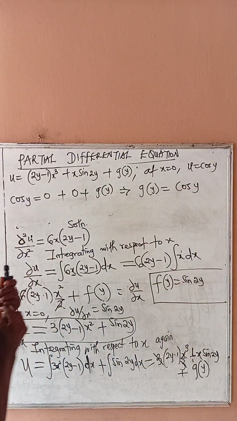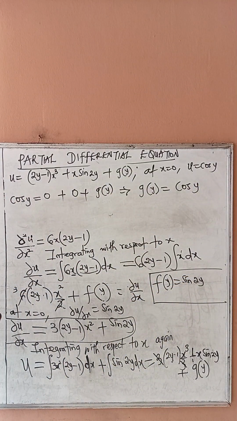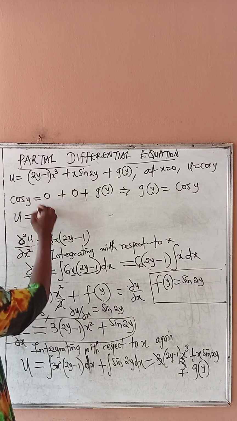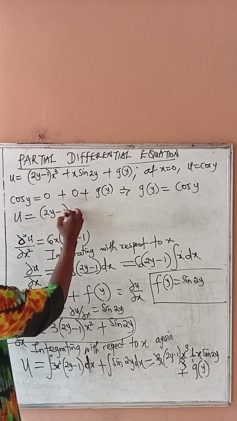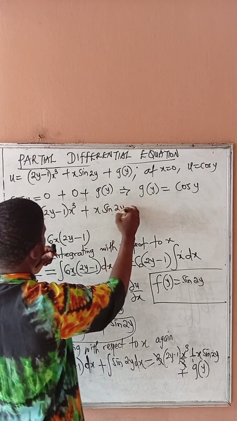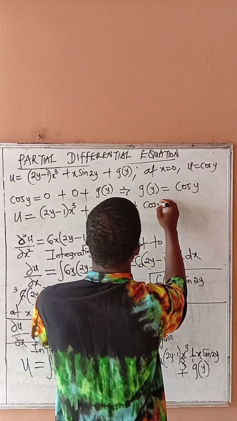So what is now the solution to the differential equation that we're given? This is the solution. U is equal to 2y minus 1 into x cubed plus x sine 2y plus g of y, which is cos y.